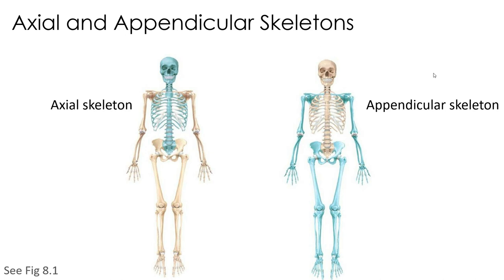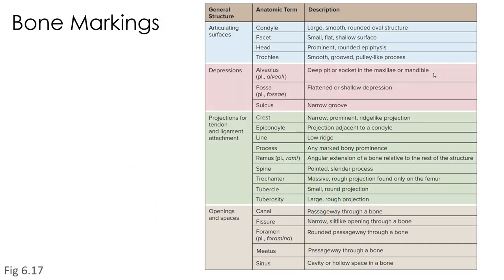Now, in addition to identifying the bones themselves, we're going to be putting a lot of emphasis on what we refer to as bony markings. And these are going to be components of the bone that have a specific function to them, or they're special for some reason. In many cases, it's because that's a region of the bone where a muscle or tendon attaches. Other cases, it'll be a part of the bone that's involved in articulation. There might be an opening or a space that a blood vessel or a nerve travels through, and so on. There's a very helpful table, figure 6.17 in your textbook, that groups these different bony markings based on their general structure and then also gives you some specific descriptions of them.